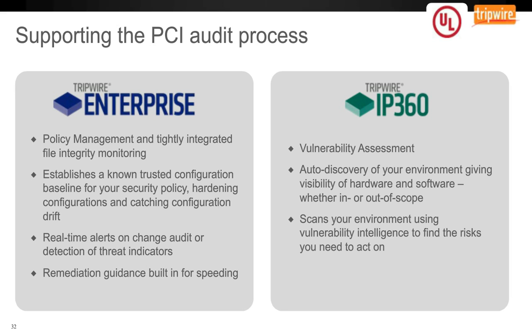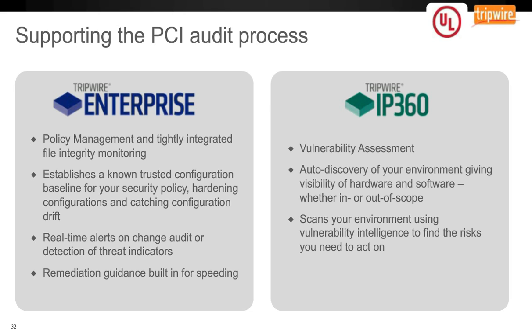And that goes to the next point, being it establishes a known trusted configuration baseline for a security policy, in this case PCI DSS, whether it be a hardening config, and also catches that configuration drift. So we have the ability to report on a continuous basis. So when a customer puts that in, we can tell them that, yes, you've passed your audit, well, once you guys have come in and assessed them, but we can tell them that they're straying away from that known baseline or the configuration point, so we can help with that. Real-time alerting on change and audit detection, and also remediation guidance built in. So if we run a scan and we tell them, well, PCI zone's not looking great, you've failed this particular test, we can tell them what they need to do to actually work towards that compliance and pass those tests.